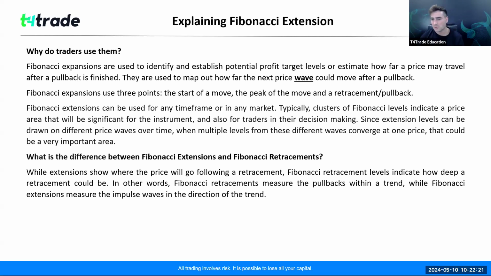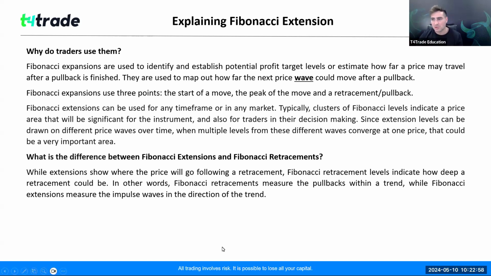Okay. So while extensions show where the price will go after a retracement, Fibonacci retracement levels indicate how deep a retracement could be. And if you remember on the prior webinar, we highlighted the 61.8, the 50%, the 38.2, and the 23.6% level as potentials. Those are the key Fibonacci retracement level areas that we do pay attention to, assessing or guessing how far the price action is going to move in the opposite direction before it moves upwards.